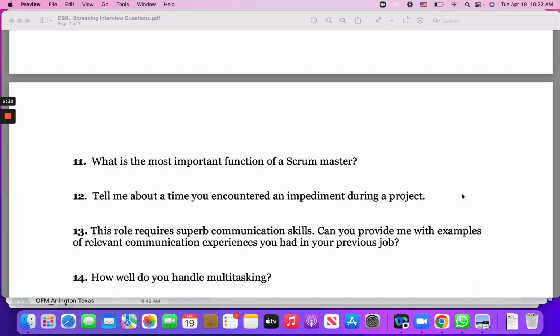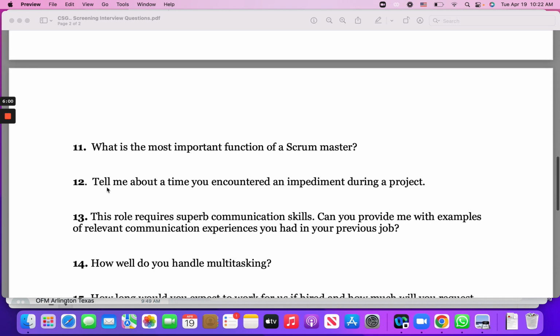11. What is the most important function of a Scrum Master? The most important function of a Scrum Master is to help the team relentlessly improve, to learn from their mistakes, and to be able to accept that we can make mistakes, but we need to overcome them by identifying and uplifting what is standing in our way. So the most important function of a Scrum Master is to help the team learn from their mistakes and improve on their performance.